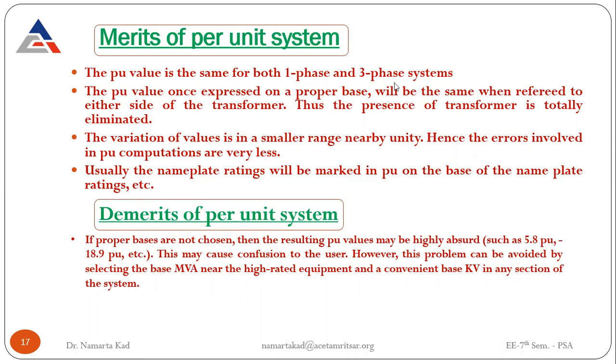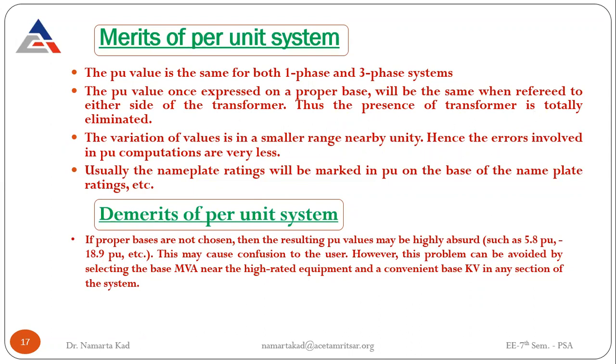And for a three phase system we know that the formulas are multiplied by root 3, right? And this one is not multiplied by root 3 in the case of a single phase system. So the formulas are different, but the per unit value that comes out is applied as the same per unit. The per unit value, once expressed on the proper base, will be the same when referred to either side of the transformer. Thus, the presence of the transformer is totally eliminated.